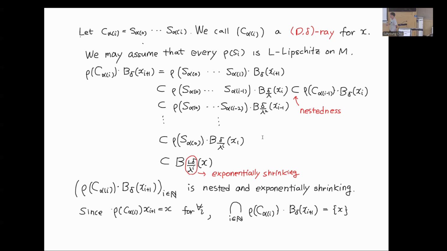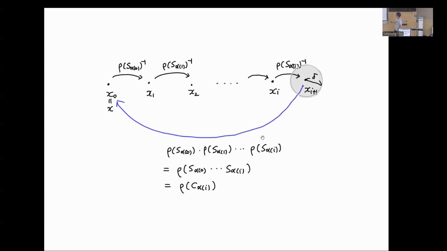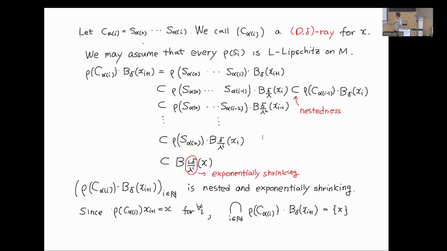So given some delta code for x, we have some nested exponentially shrinking domains. And also clearly by definition of code, Xi plus 1 is mapped to the x by C alpha I. So the domains contain x. So their intersection consists of just the point x. So in this sense, we say the delta ray encodes the point x in lambda.